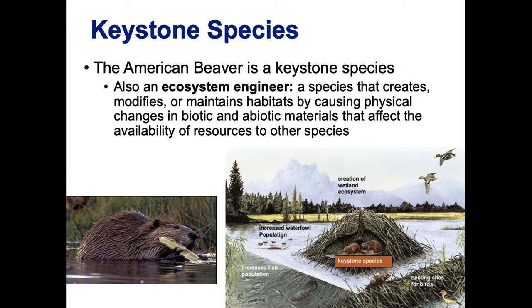So some examples of keystone species. I said some of them are predators, like wolves. Some of them change the environment in a particular way. And so a special kind of keystone species is also called an ecosystem engineer, and they modify or create habitat. And beavers are a great example of this. They change a fast-flowing stream into basically a pond by damming up the stream. And it totally changes how that aquatic ecosystem works and what kinds of organisms can live there.